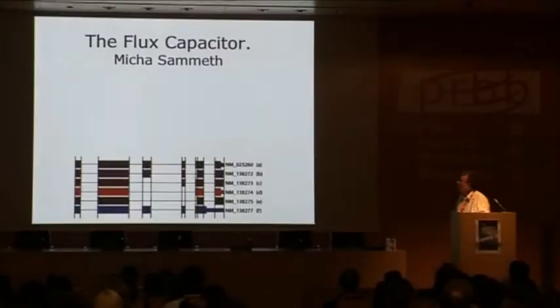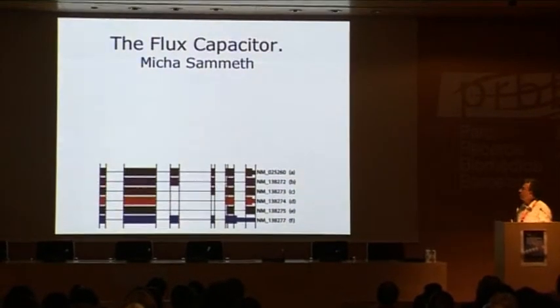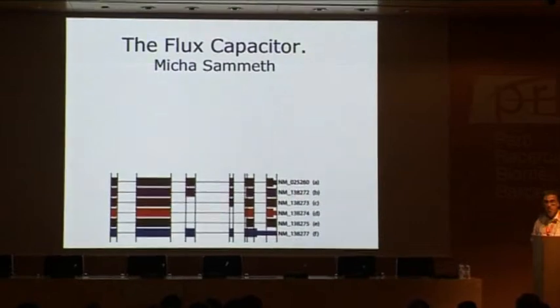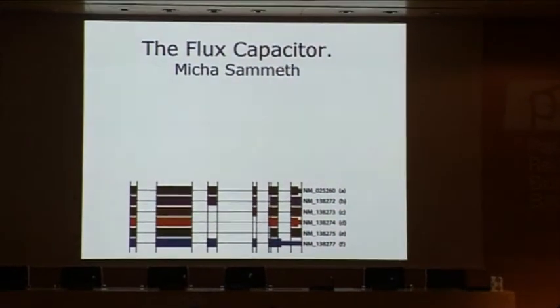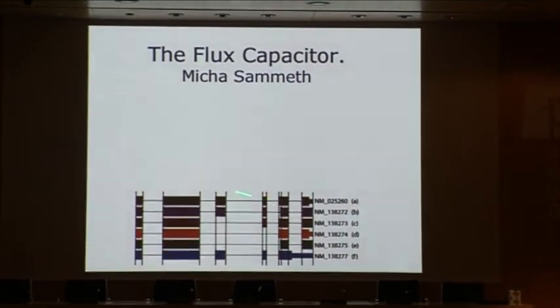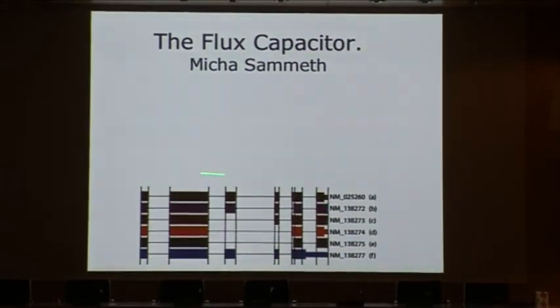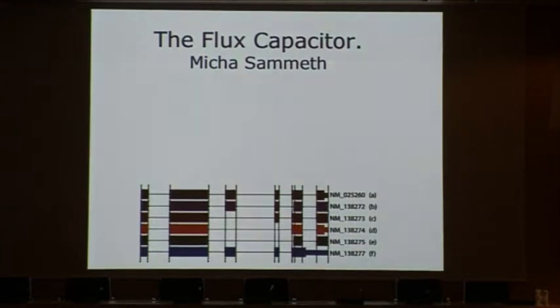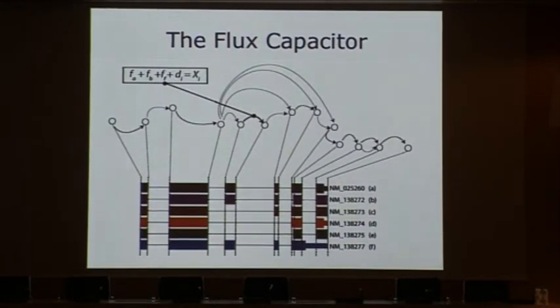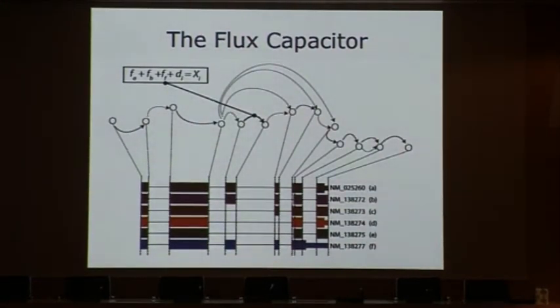This is the work of a former postdoc of mine, Michel Samet, who is now a group leader at the new sequencing center in Barcelona. Let's assume that this is a gene, and these are all the different alternative transcript forms of the gene. What we do is create what's called a splicing graph, or a flux network, or whatever. We use different names, in which each edge corresponds to an exon or to an intron junction, right?